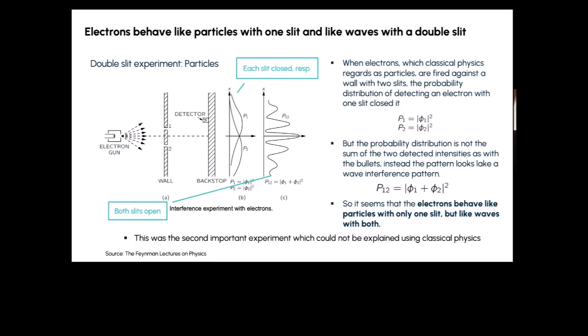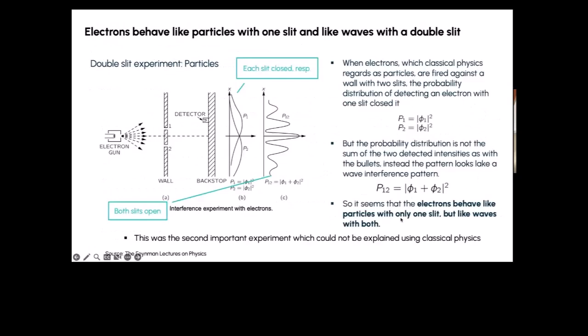And so when electrons, which classical physics regards as particles, are fired against the wall, the probability of detecting the electrons when one slit is closed is just this. But the probability distribution is not the sum of the two detected intensities as with the bullets. Instead, the pattern looks like a wave interference pattern, which you remember has this equation with the cosine term here, right? So it seems that the electrons behave like particles with only one slit, but like waves with both. This was the second important experiment which could not be explained using classical physics.